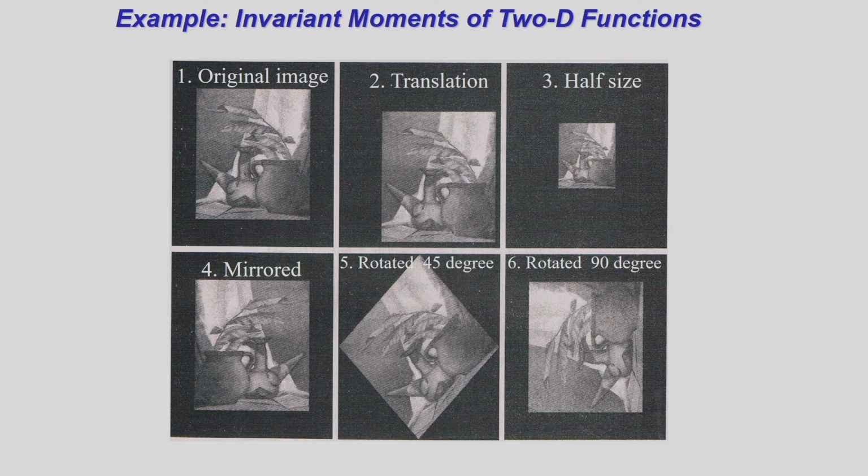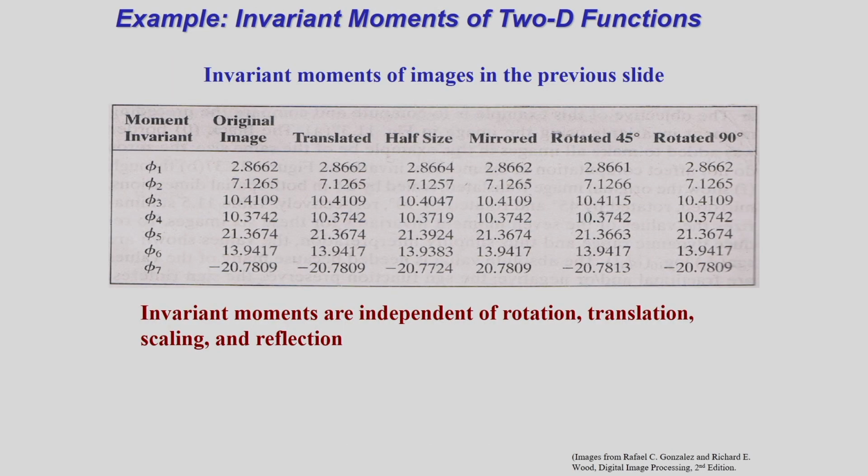You can see the original image, the second one is the translated image, the third one is the scaled image, that is the half size image, the fourth one is the mirrored image, that is the 180 degree rotation. The fifth one is rotated by an angle of 45 degrees, and number 6 is rotated by an angle of 90 degrees. So corresponding to this, I can determine the moment invariance.